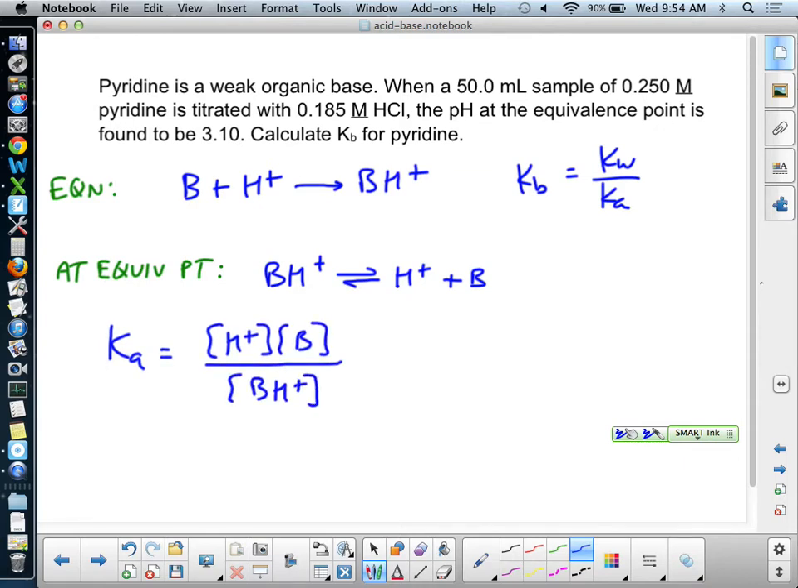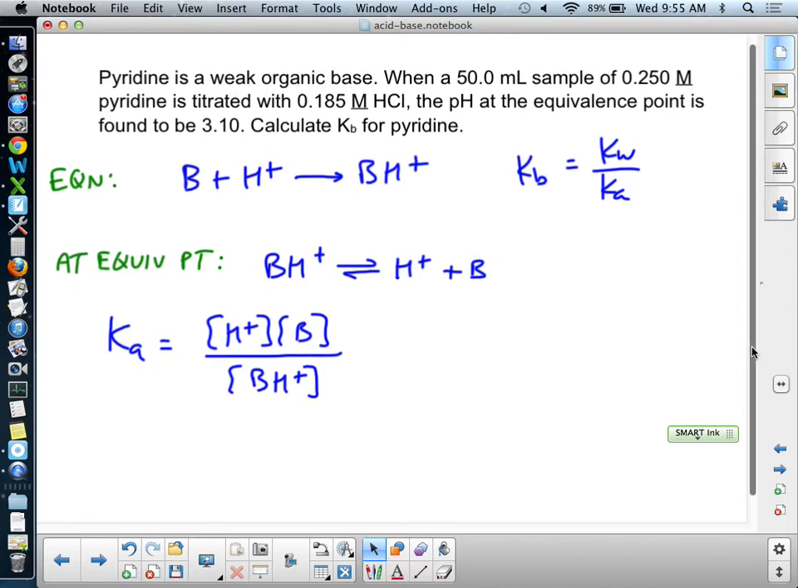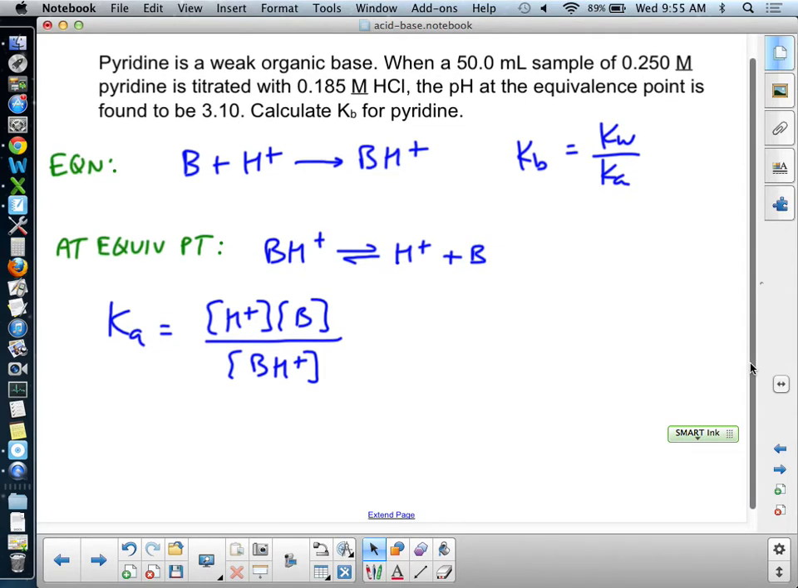Do we know the hydrogen ion concentration at the equivalence point? Yeah, we do. It's the pH, which allows us to calculate that. By stoichiometry, what's the relationship between the hydrogen ion concentration and the concentration of pyridine? They're equal to each other. So in order to solve for Ka, we really need to figure out what the concentration of the pyridinium cation, BH plus, is at the equivalence point. And we're going to do that with our titration data.